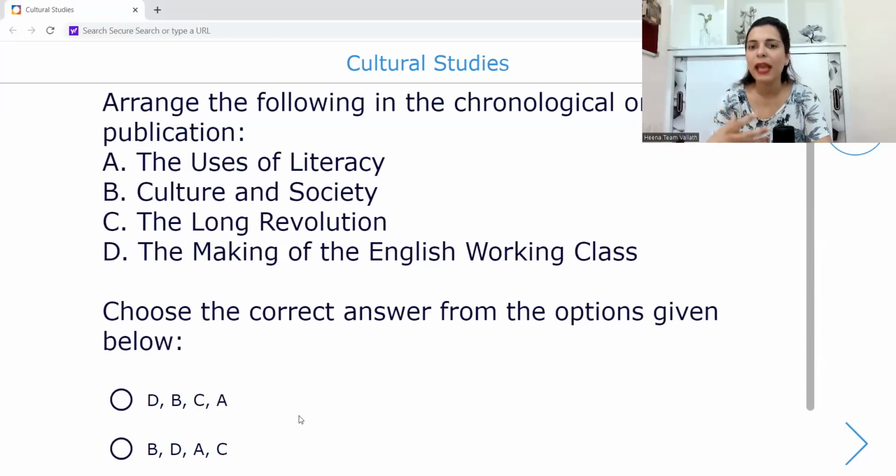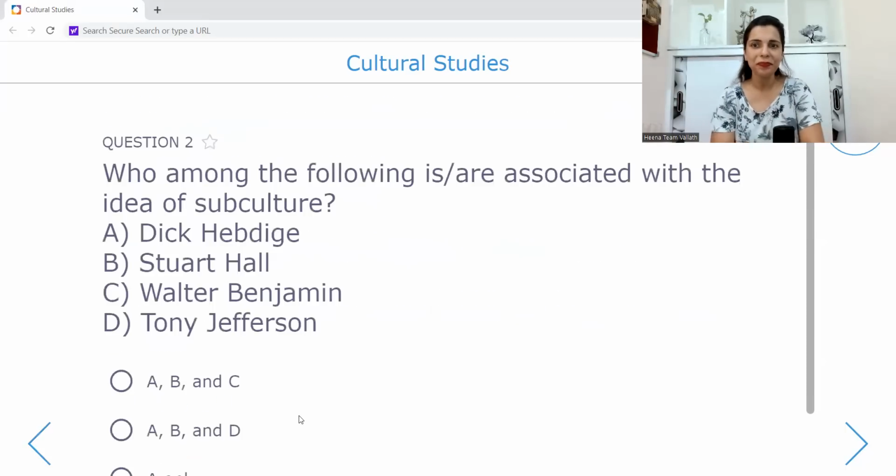And D, The Making of the English Working Class is a book by E.P. Thompson, published in the year 1963. And this talks about English social history. So can we repeat? The Uses of Literacy, 1957, Culture and Society, 1958, The Long Revolution, 1961, The Making of the English Working Class, 1963. A, B, C, D. We are done with question number 1.